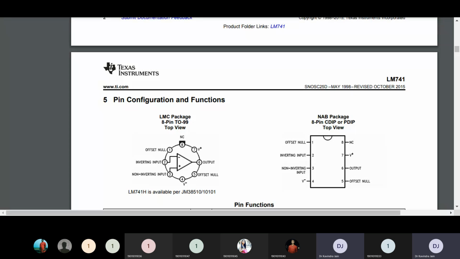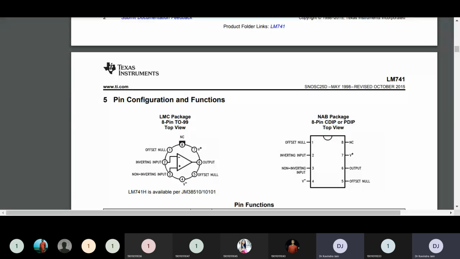I hope my voice is audible and the screen is visible. We were talking about operational amplifiers. It is an 8-pin IC configuration where 4 pins are on one side and 4 pins are on the other side. As you can see in the pin configuration diagram, pin number 1 reflects offset null. Offset null means nullification of offset. What is offset? It is most important to understand each and every pin and its importance. I'm going to start with offset null.